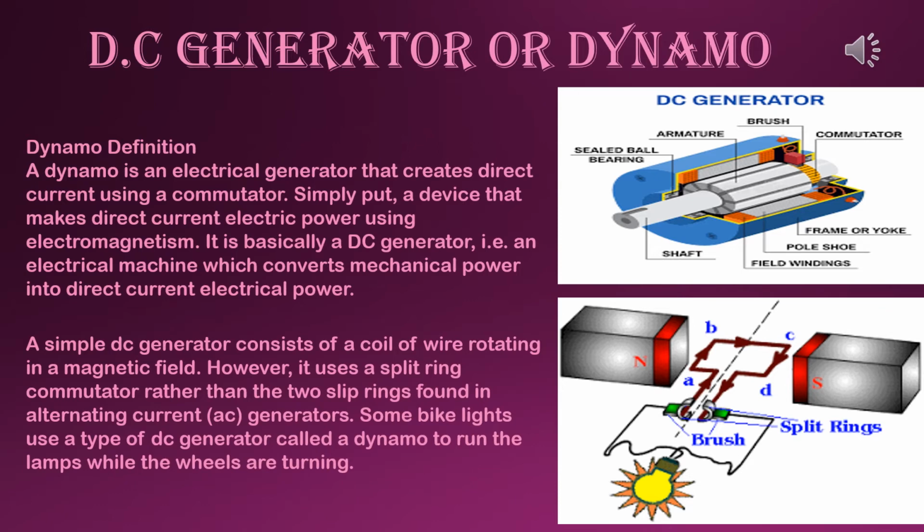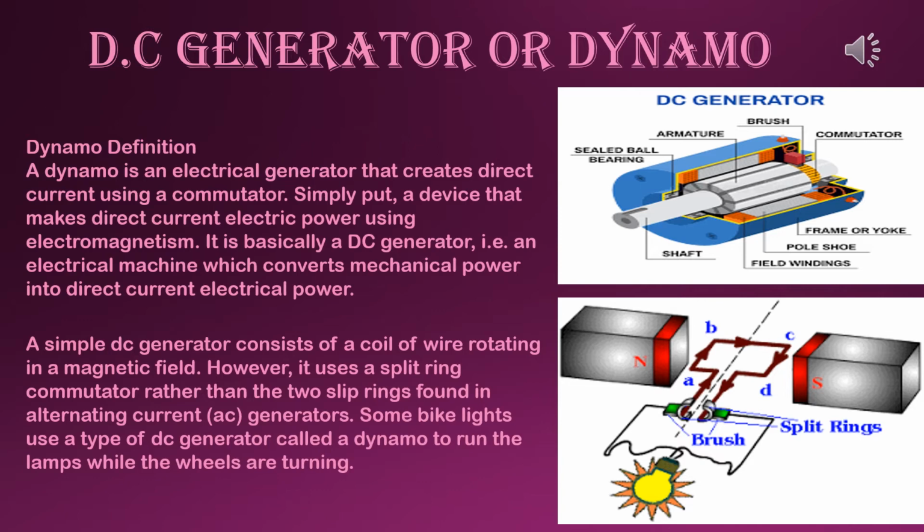A simple DC generator consists of a coil of wire rotating in a magnetic field. However, it uses a split ring commutator rather than the two slip rings found in an alternating current, that is AC generator. So this is the difference in between AC and DC generator or dynamo.